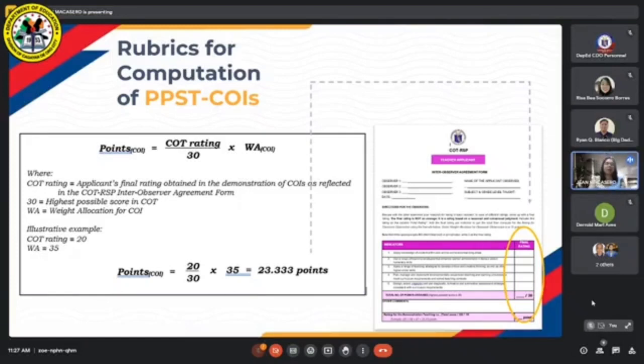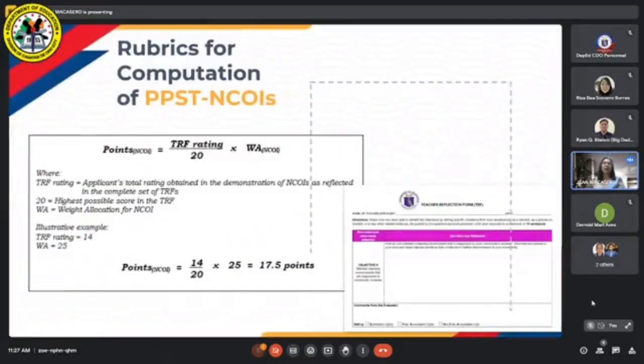So for example, Apple, one of the example applicants presented by Doc Daron earlier, got a classroom observation score of 20, divided by 30, which is the highest possible score, times the weighted average of 35. Apple got 23.33 points out of 35 points. So that is the first rating.